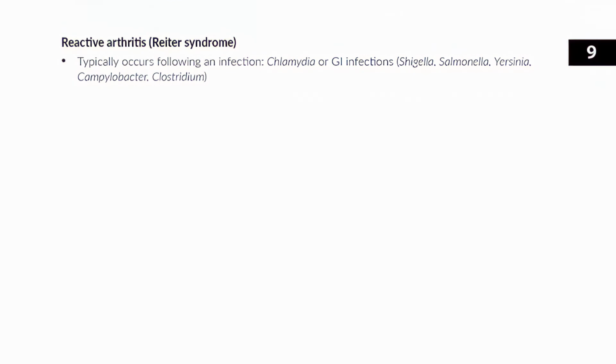This is a form of arthritis that typically comes on following certain infections, typically either chlamydia or gastrointestinal infections, classically Shigella, but also things like Salmonella, Yersinia, Campylobacter, and maybe Clostridium. So the patient had the infection, and then later they got a reaction to that infection, so it's a reactive arthritis. And the classic triad of reactive arthritis is conjunctivitis, or maybe uveitis. The second component of the triad would be urethritis, and the third component would be arthritis. The classic mnemonic is can't see, can't pee, can't climb a tree.